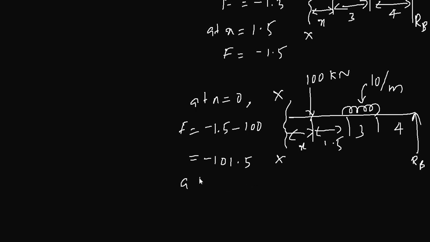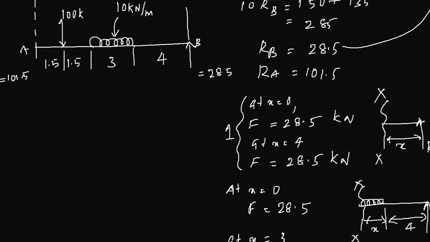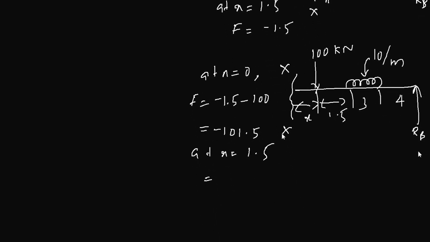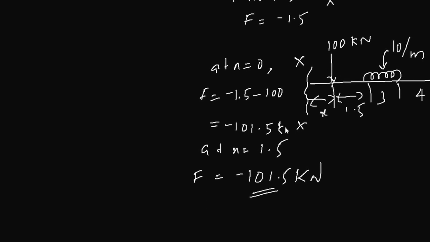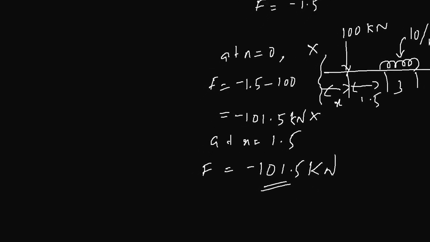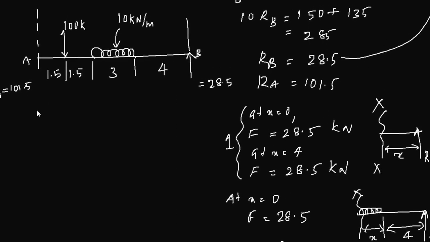And at x equal to 1.5, you can say there is the reaction force there. So let's consider that later on. At x equal to 1.5, let's say that is minus 1.5 again, 101.5 again. Now you have completed all the sections. Now you can create the shear force diagram for this force system. When you complete the shear force diagram, you will get a complete understanding of what we have done. So let's complete the shear force diagram.